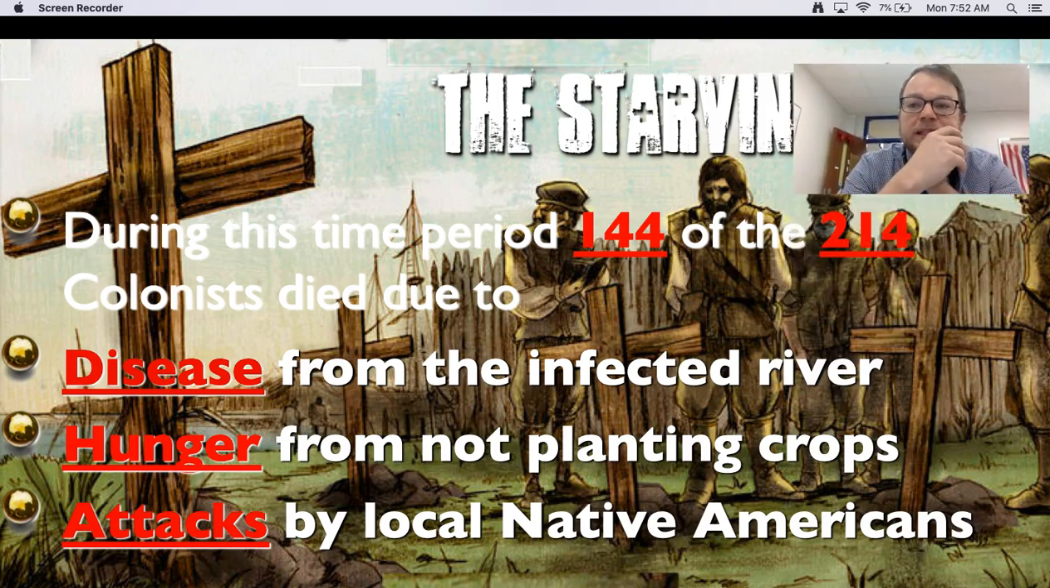144 of the 214 colonists died. So if you want to do some quick math, that's way over half. Disease. They're in the river. They're not really figuring out that we shouldn't drink the water that we're dumping our garbage and our bodily wastes in. We shouldn't probably be drinking that water. Plus, it was very salty, so that's not good for hydration purposes.